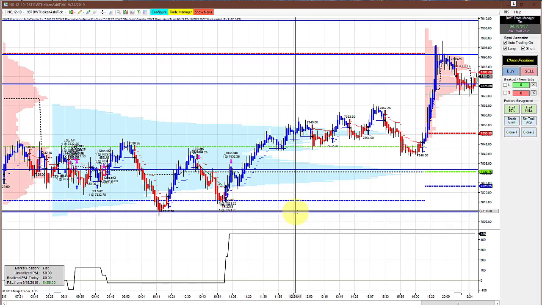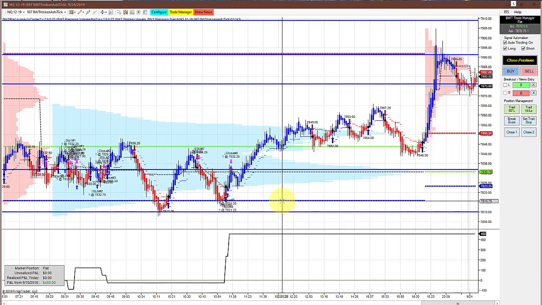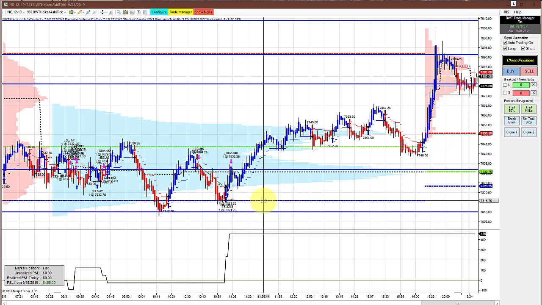All these solid blue lines were drawn on Friday, and Jim has spoken often of this 78.10 level right here. Interestingly, that was the low of the day, and then there was a test. This dotted blue line is the low of the value area. Remember, the value area is where 70% of the volume of the session traded.